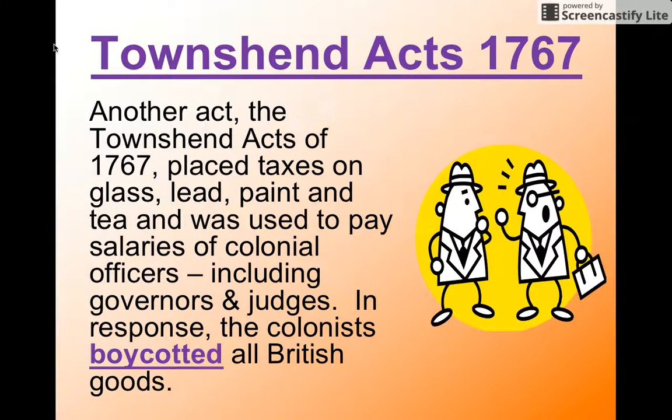And then you have the Townshend Acts of 1767. This is where they placed taxes on glass, lead, paint, and tea, and it was used to pay the salaries of the colonial officers, including governors and judges. In response, the colonists boycotted all British goods.